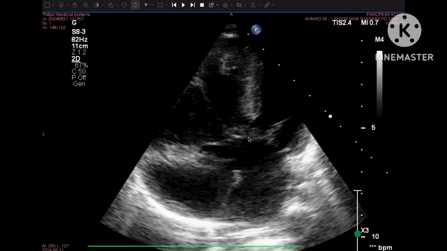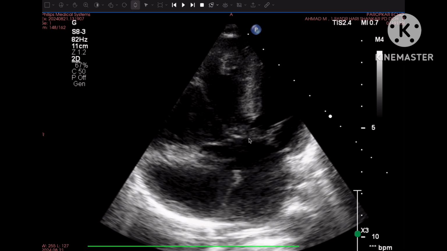In other types of ASD, you will not find both the valves at the same level. So that is the point to know. You can see this is the mitral portion, this is the tricuspid portion of the common AV valve. Both are at the same level. So this same level means the crux is absent.